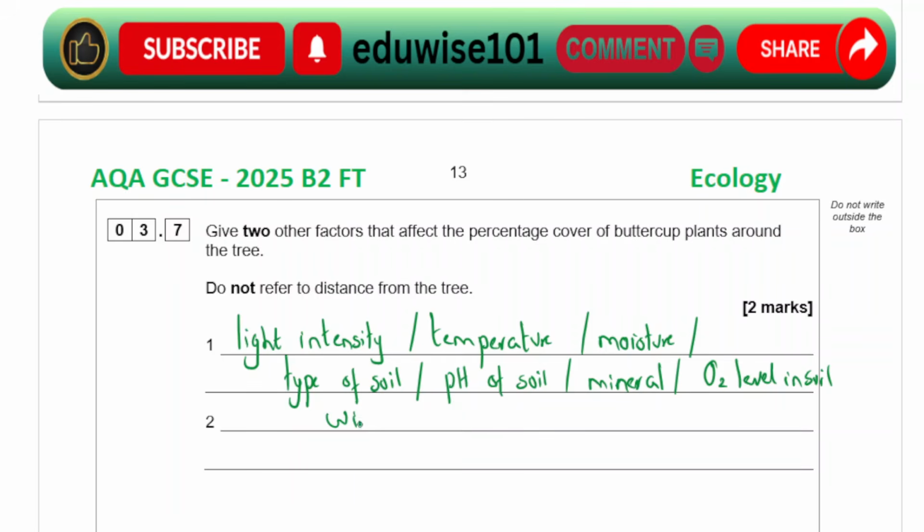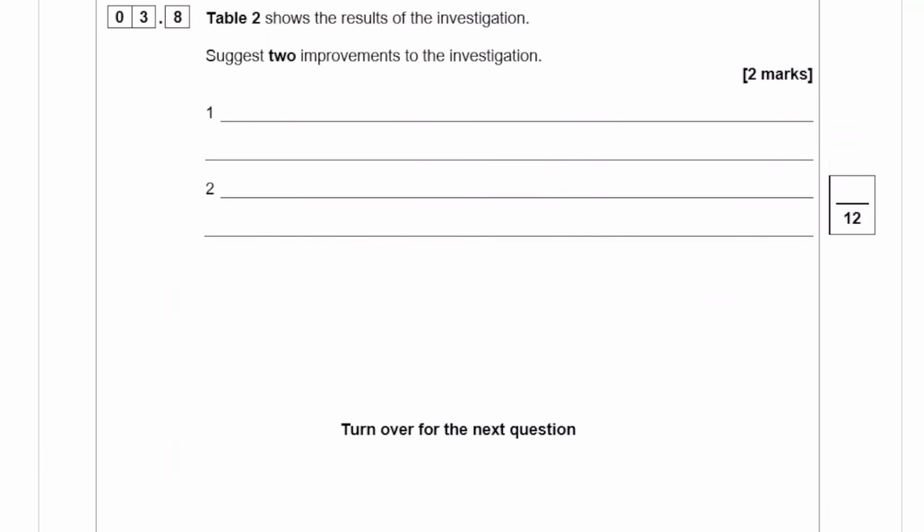Wind speed, time of the year, right? I think that's a whole lot enough, but you could also write number of pollinators, the competition from other plants, herbicides, size of the tree or the roots or the canopy.